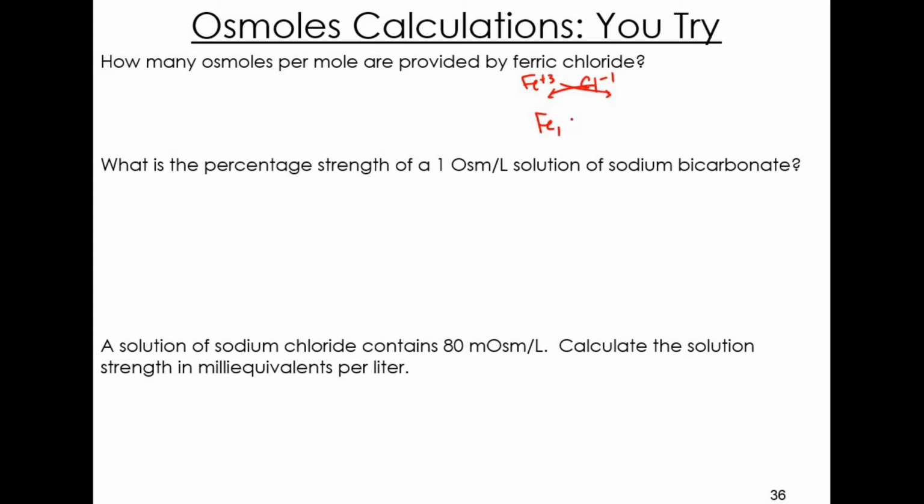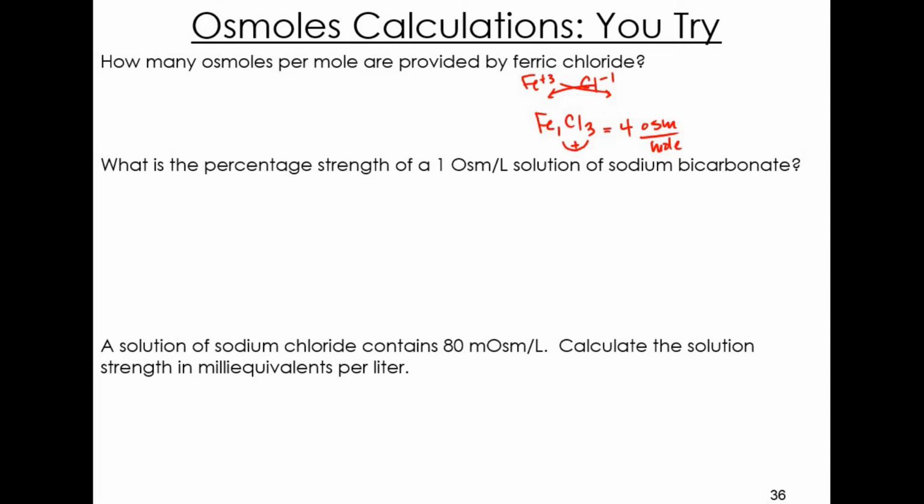So iron, there'll be 1 of those. Chloride, there'll be 3 of those. And the osmoles per mole we will get by just adding up the total number of ions in the salt. So 4 osmoles per mole.